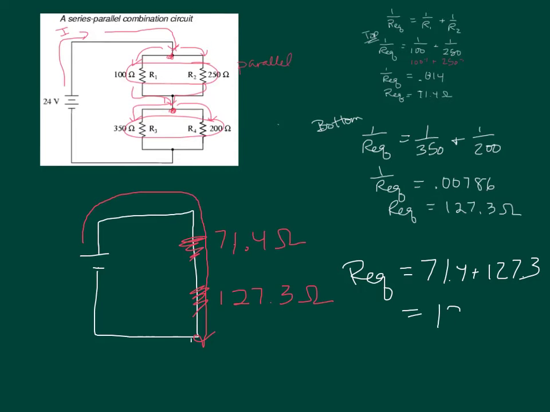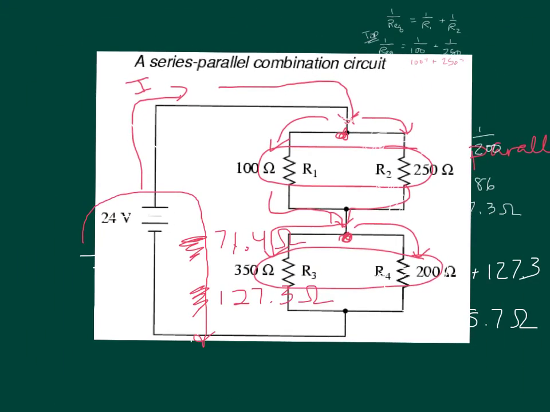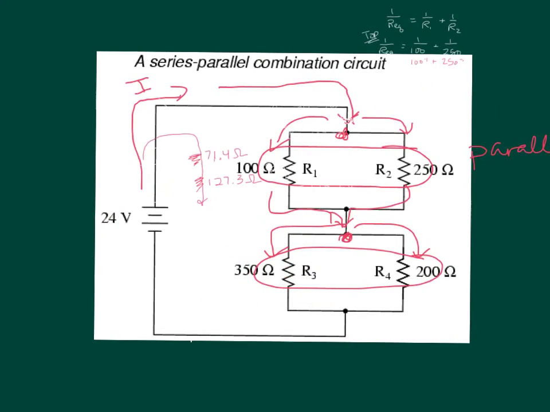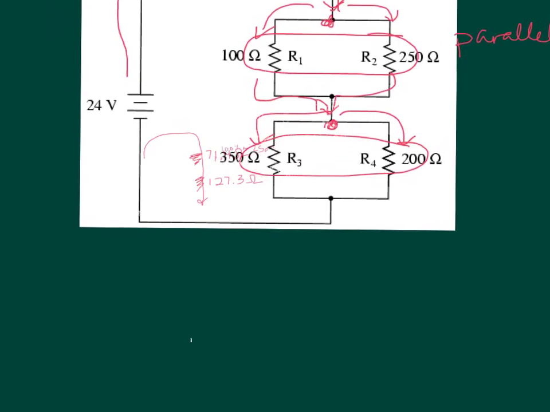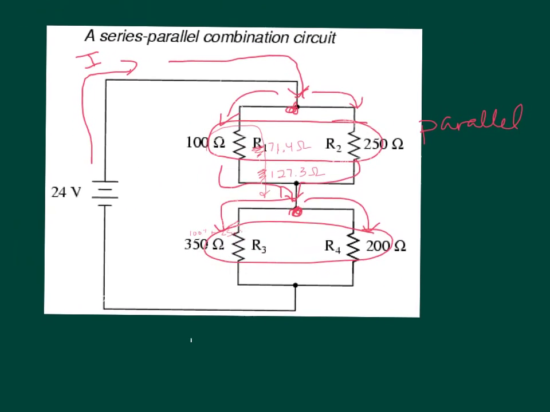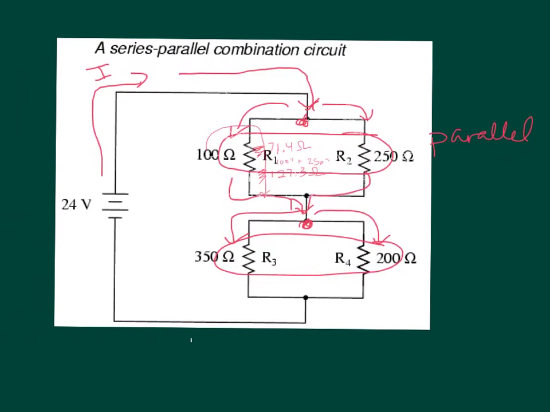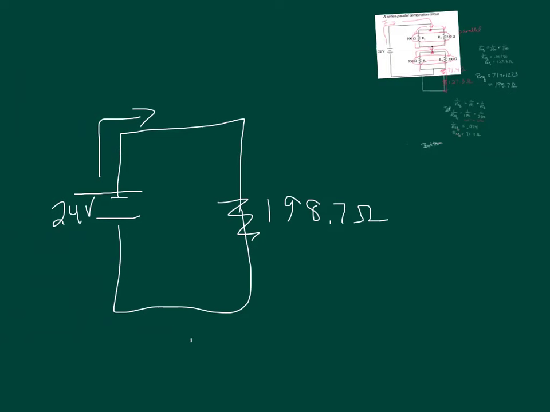198.7. So what that means is this whole big circuit, the big circuit that we started with, behaves as if it was one circuit that was only 198 ohms.